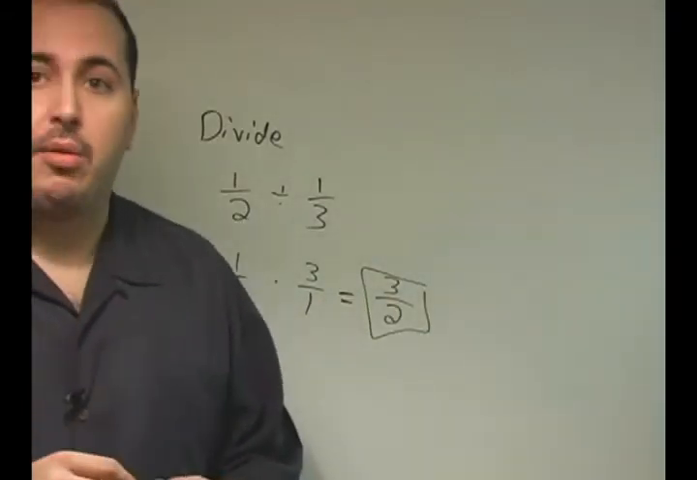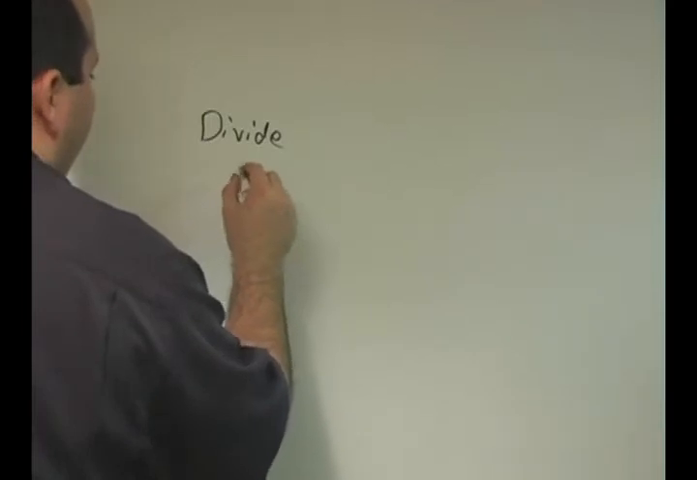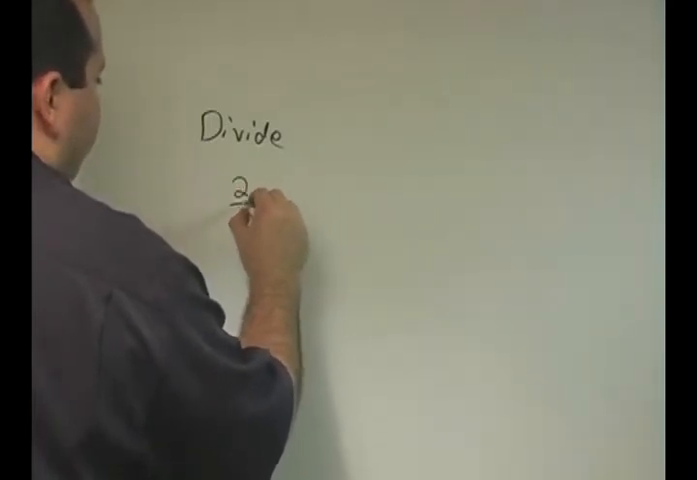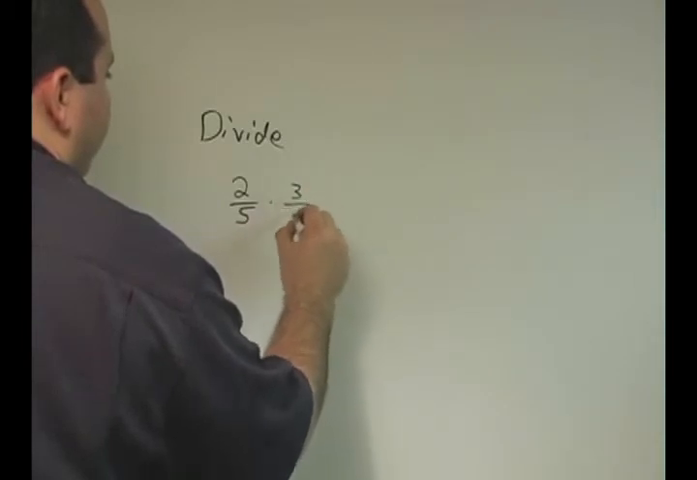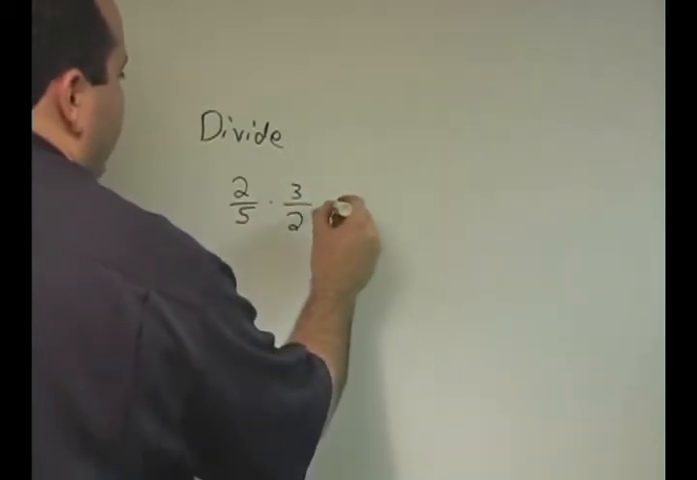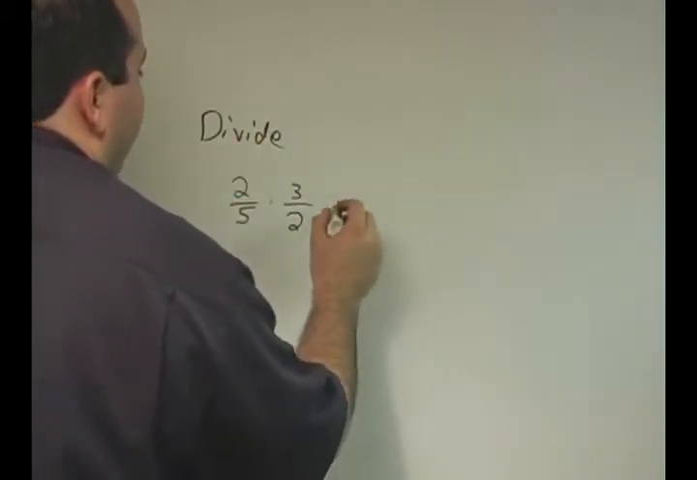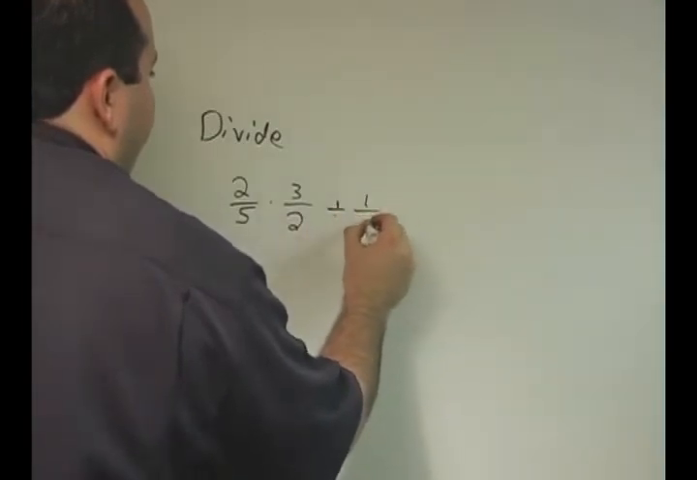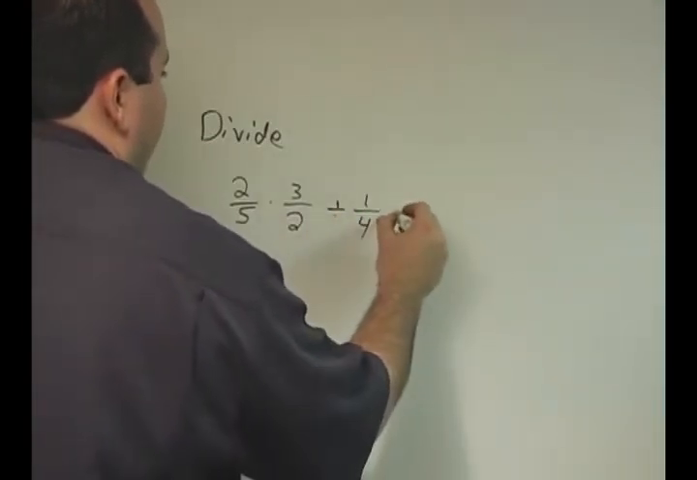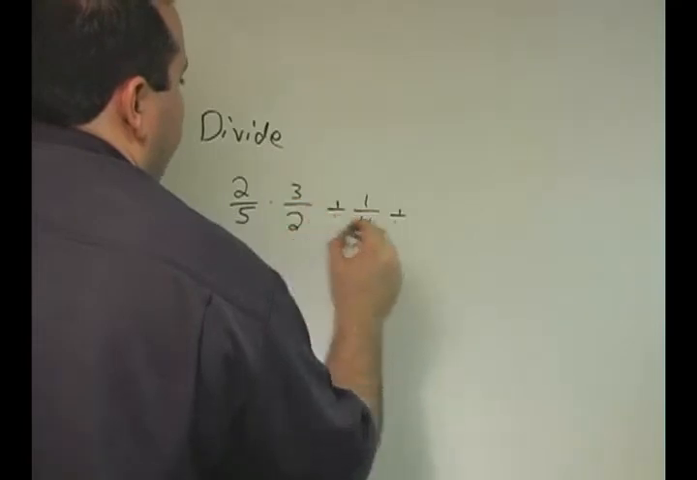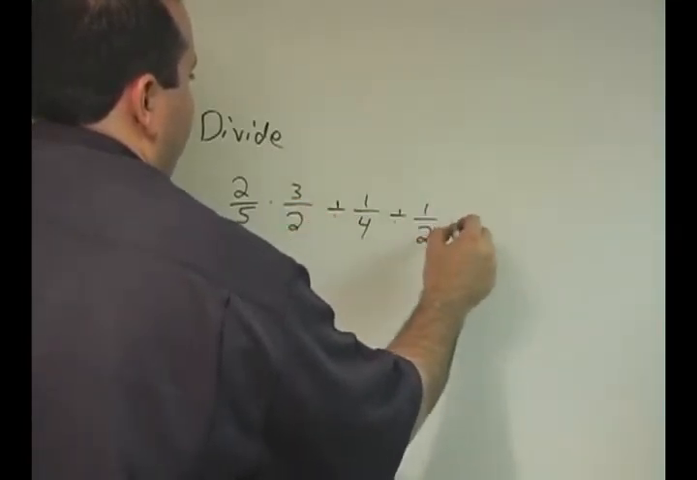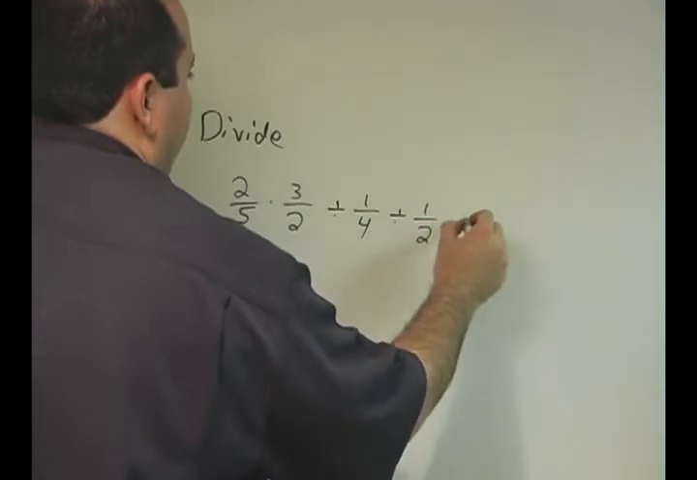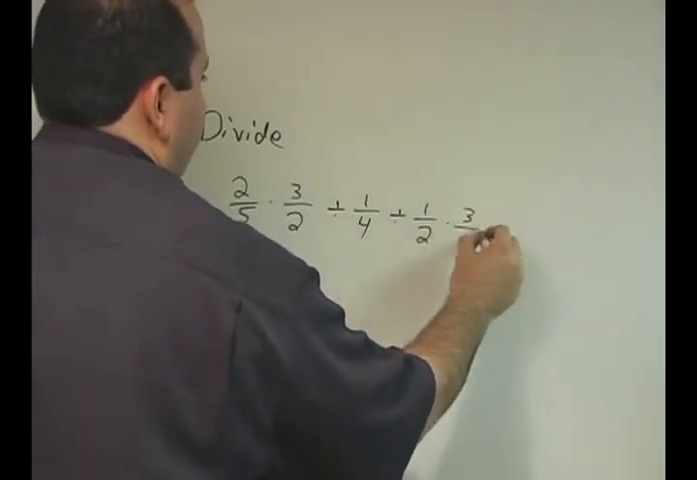Okay, let's try one more problem like this. Okay, so let's do 2/5 times 3/2 divided by 1/4 divided by 1/2 times 3/8.